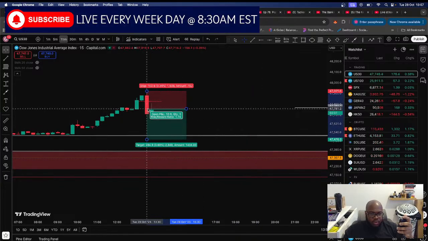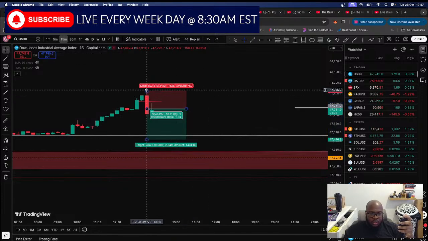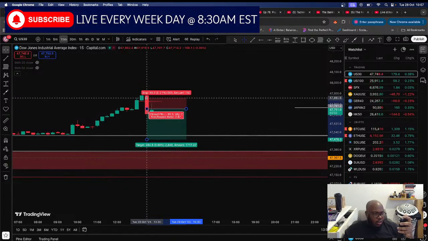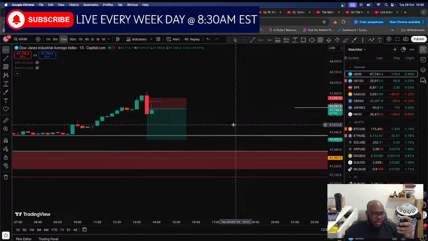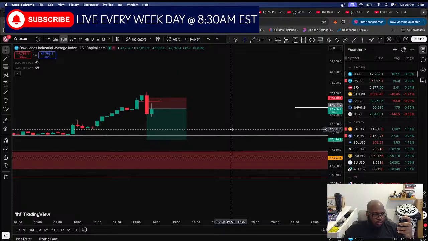And that is around here. That's my entry. And we got 100 pips stop loss. The first trade just seemed like a wick to get outside the position. So if we do see sellers come in, it should be quite aggressive.